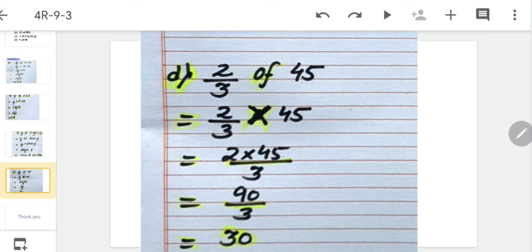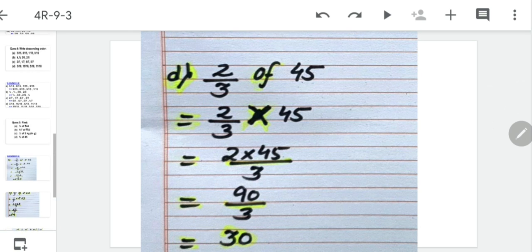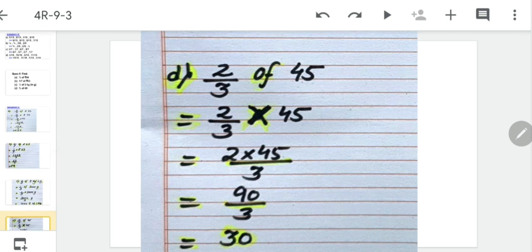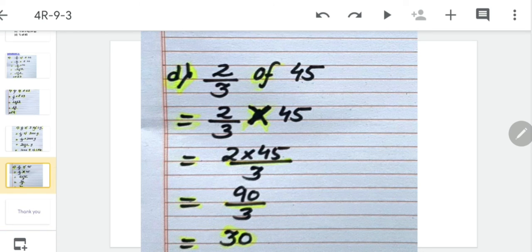Okay. So class, these all are a few questions we did as revision related to chapter number 9, which is halves and quarters. In our next video, we will do further things in revision.